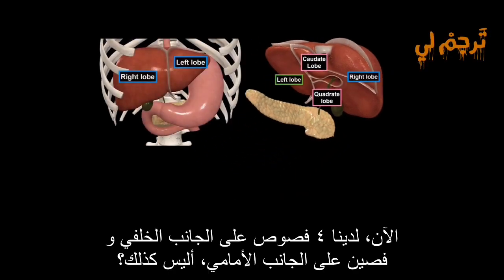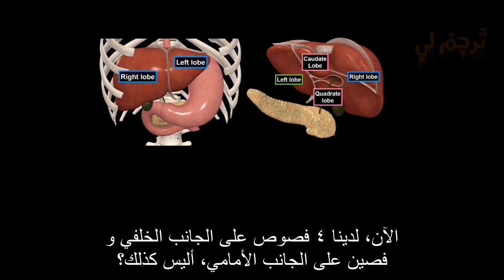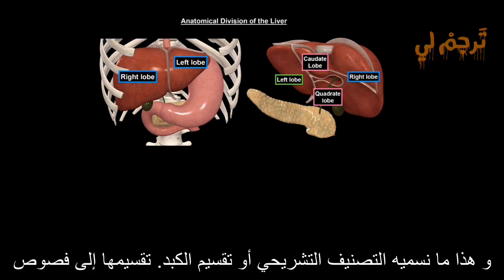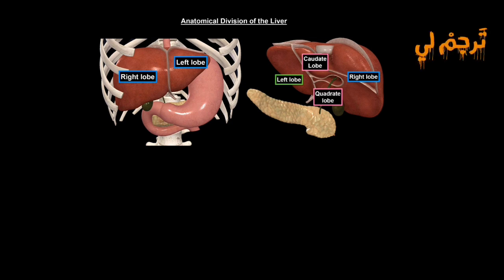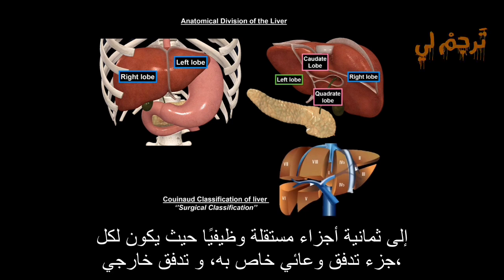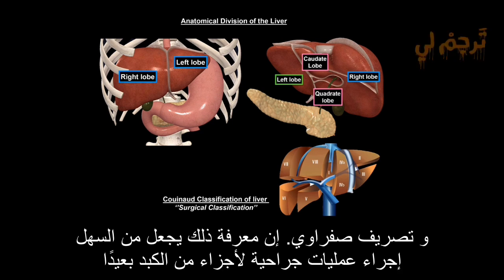Now we have 4 lobes on the posterior side and 2 lobes on the anterior side, right? This is what we call an anatomical classification or division of the liver, dividing it into lobes. And don't confuse it with something called the Couinaud system, which divides the liver into 8 functionally independent segments, where each segment has its own vascular inflow and outflow and biliary drainage. Knowing this makes it easier to surgically operate segments of the liver away.